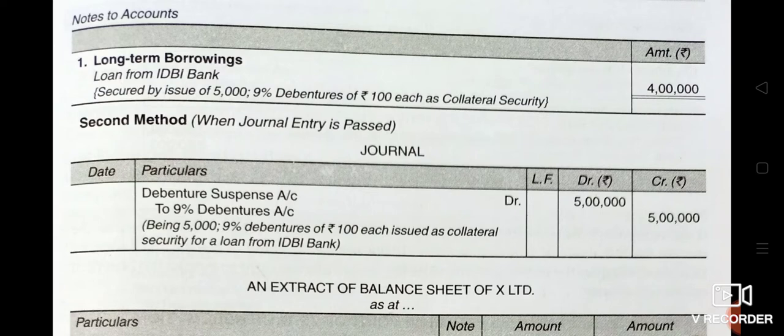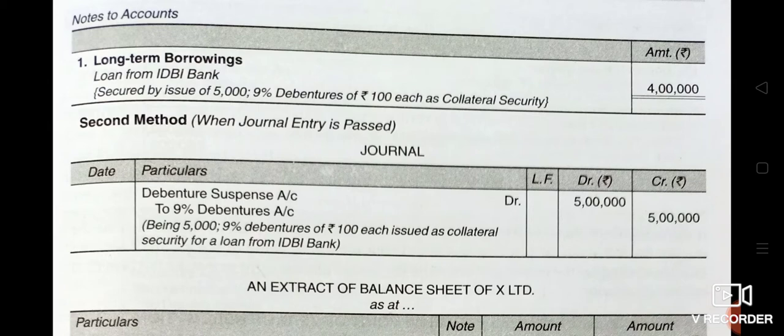Now in the second method, they will pass the entry of the loan taken, that is bank account debit to bank loan account, first, and then they will pass the entry for issuing the debentures as collateral security as given here. The entry will be debenture suspense account debit to debentures account. Amount is 5 lakhs because 5,000 debentures of rupees 100 each means 5 lakhs.